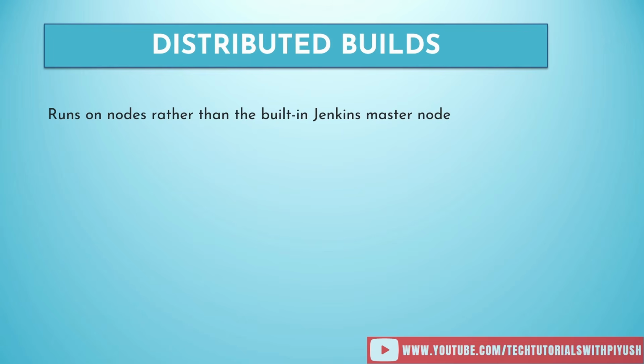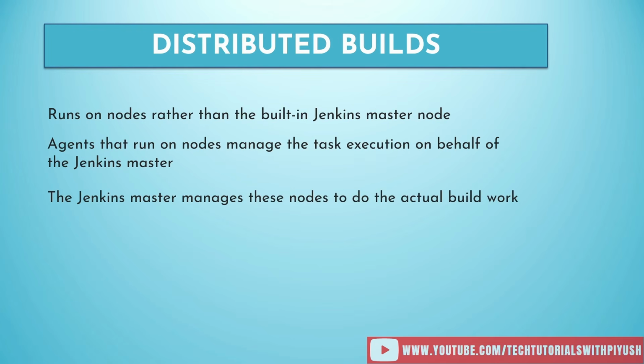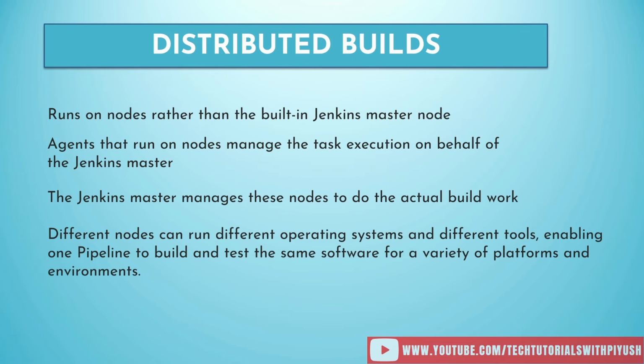Distributed builds run on nodes rather than the built-in Jenkins master node to increase the performance. Agent that runs on node manages the task execution on behalf of the Jenkins master. The Jenkins master manages these nodes to do the actual build work. Different nodes can run different operating systems and different tools, enabling one pipeline to build and test the same software for a variety of platforms and environments.